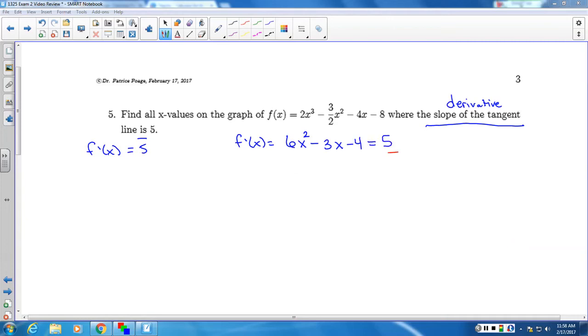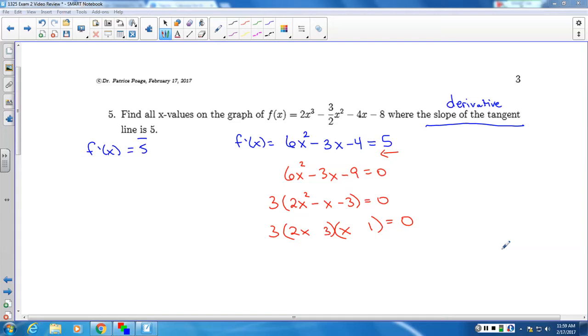Before we can solve this, we need to get the whole thing equal to 0. So I'm going to subtract the 5 over to the left side, minus 9. Now I can factor this. I can take a 3 out of everything, and then see if I can backwards FOIL. I get 2x and x. I get 1 and 3. So it'd be 2x minus there and a plus there.